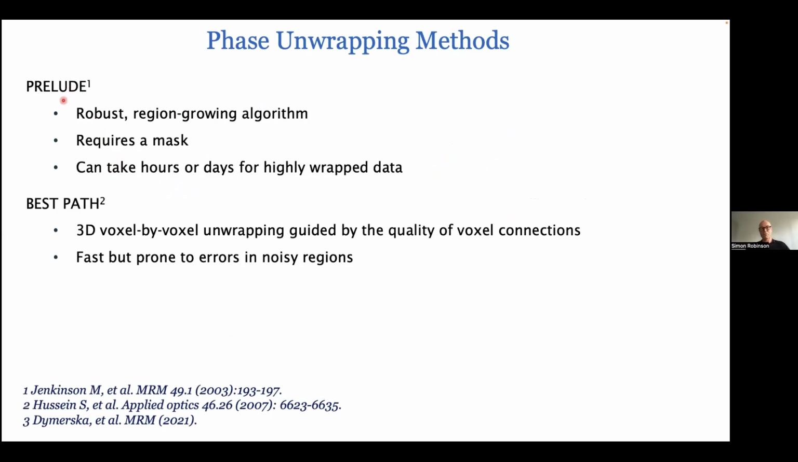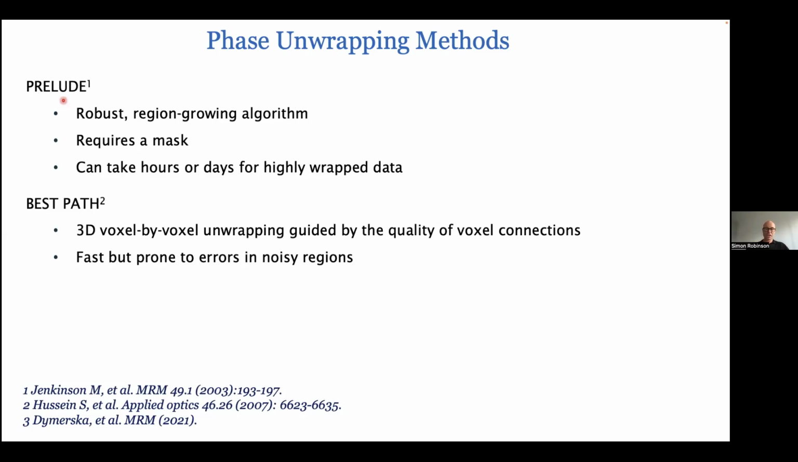It's a region growing method, but it requires a mask, which itself can be a little problematic in QSM. And it can take hours or days for highly wrapped data. There's a faster method called Best Path, which is a voxel by voxel method, which is guided by the quality of the connection between voxels. And that's very fast, but it's prone to errors in noisy regions.